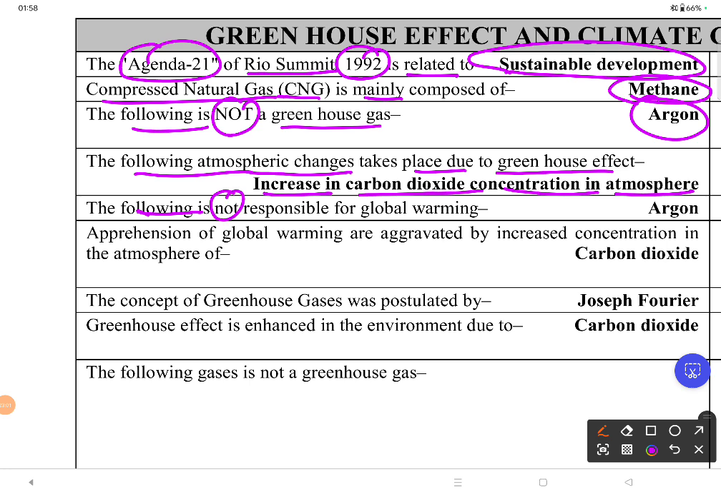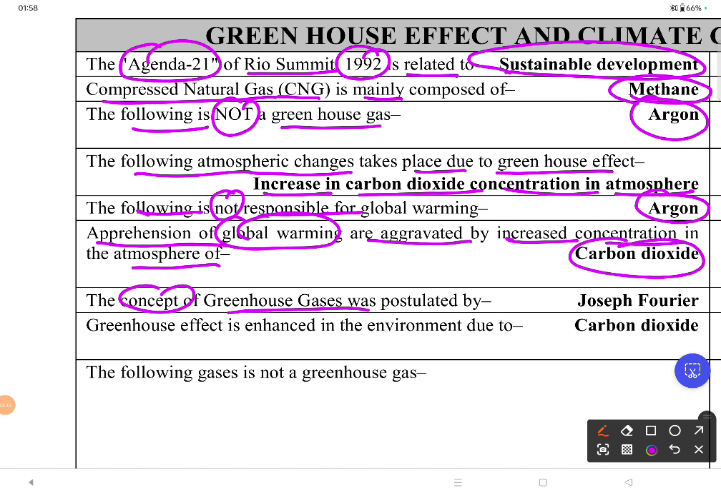The following is not responsible for global warming: argon. Apprehension of global warming are aggravated by increased concentration in atmosphere of carbon dioxide. The concept of greenhouse gases was postulated by Joseph Fourier. Greenhouse effect is enhanced in the environment due to carbon dioxide.